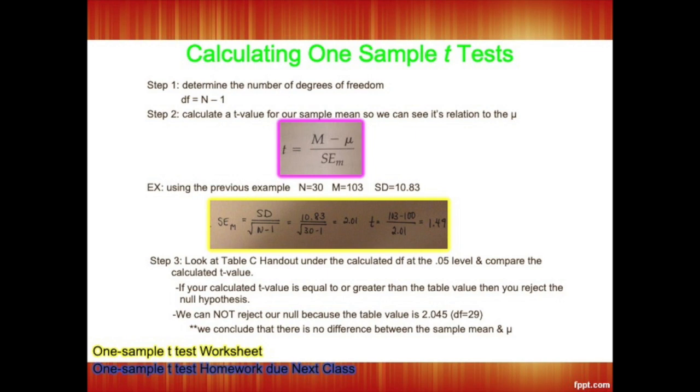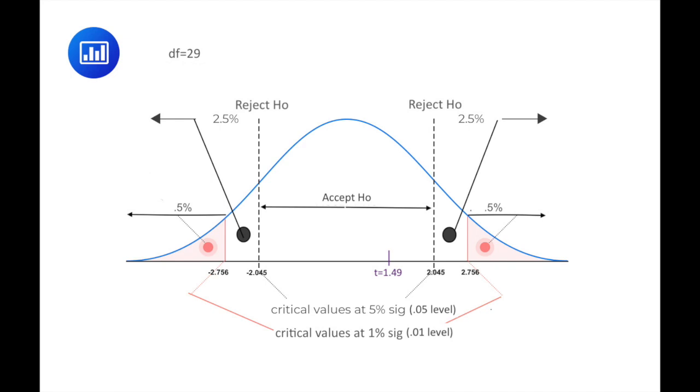So if your calculated t-value is equal to or greater than the table value, then you reject the null hypothesis, as we say. We cannot reject our null hypothesis in this example here in the highlighted yellow, where we got the t of 1.49. We would not be able to reject because the table value at the 0.05 level on table C with 29 degrees of freedom is 2.045. So we would have to conclude that there is no significant difference between the sample mean and the population mean. And when we do that, we accept H0.